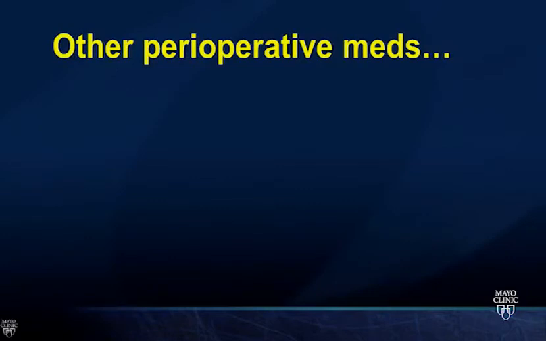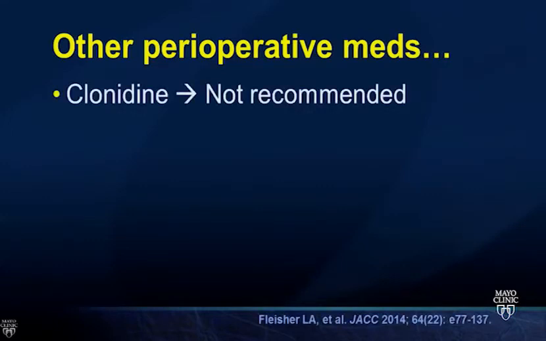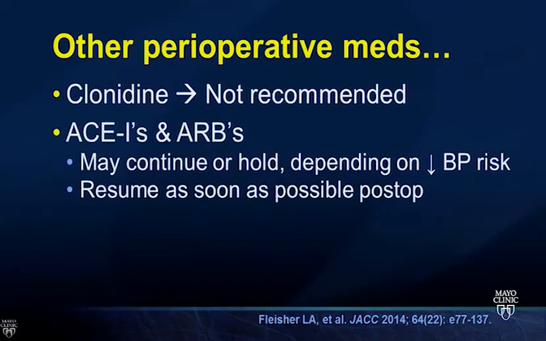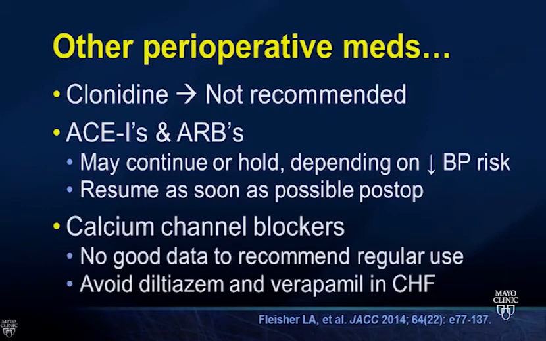I want to have one quick slide on other preoperative medications before we review our perioperative medical therapy. Clonidine, there's some studies that have shown that it is potentially harmful in the preoperative setting. It's not recommended. ACE inhibitors and ARBs, as we touched on with the heart failure patients, you may continue or hold them depending on the risk for hypotension. If the patient is at risk for hypotension and you take them off their ACE or their ARB, you want to resume it as soon as you possibly can afterward. And there's no good data to recommend use of calcium channel blockers, but as we're going to learn about on Wednesday, you want to avoid diltiazem or verapamil in patients with congestive heart failure.